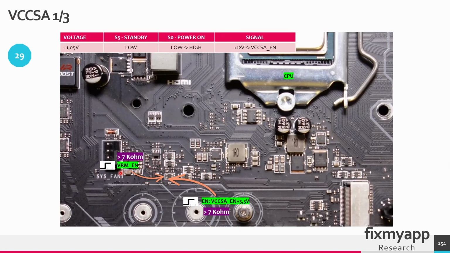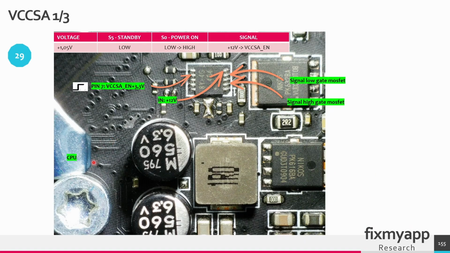Near the CPU you can find the VRM enable signal and also the VCCSA enable signal at this chip. The output resistance of this VRM enable signal and the VCCSA enable signal is higher than 7 kilo ohms. Near the CPU, this is the buck controller. The buck controller is located near the CPU. The input is 12 volts. On pin 7, the VCCSA enable signal will be present. This buck controller will send a signal to the low gate MOSFET, also to the high gate MOSFET, and then the voltage of 1.05 volt will be created and it will go to the CPU.